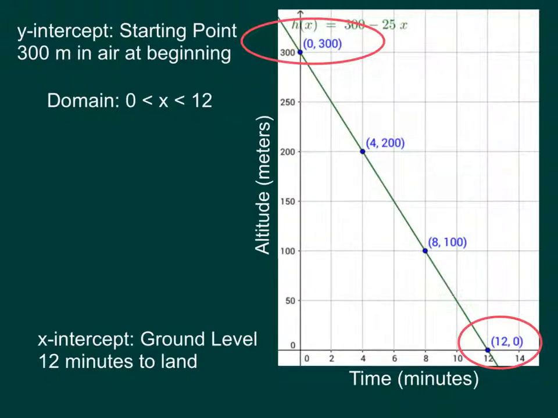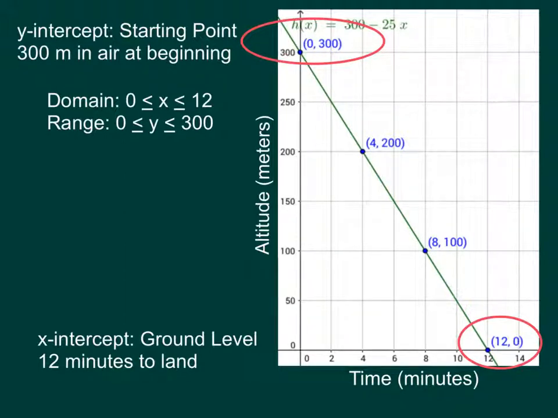But that's all right. We can still establish our domain is really from 0 to 12 inclusive, and writing it like that, which would mean that our range would be similar. Our range would also be bounded by this. We're not going to go above 300 meters. We're not going to go below 0 meters. So that's what our range would be.